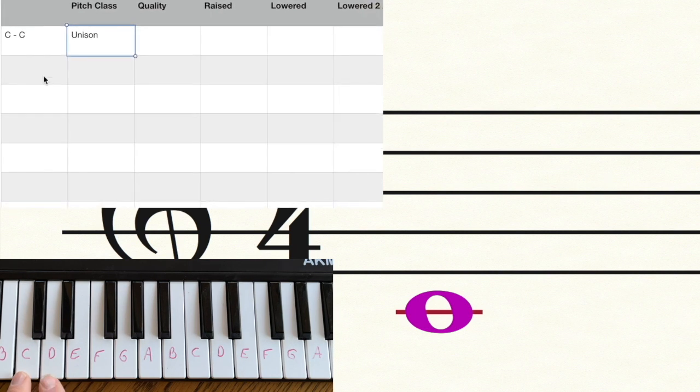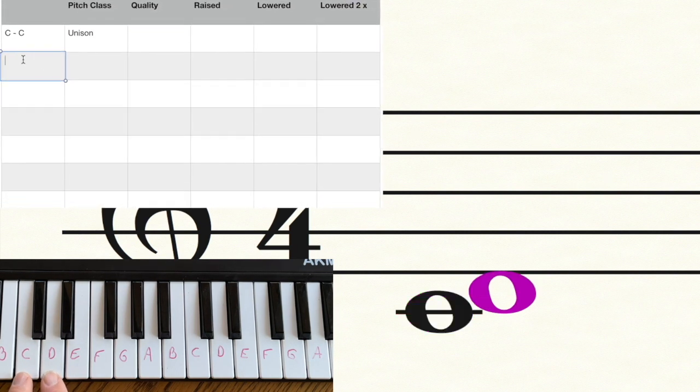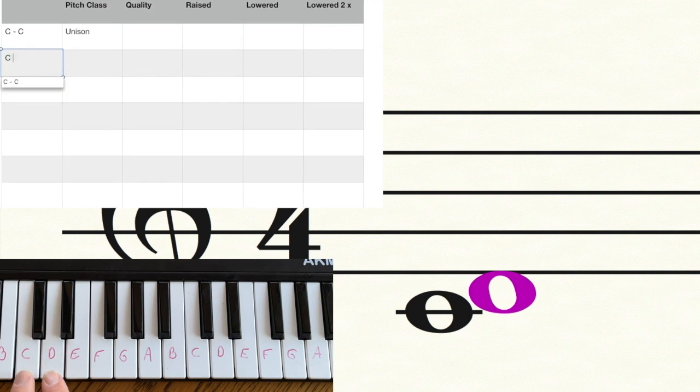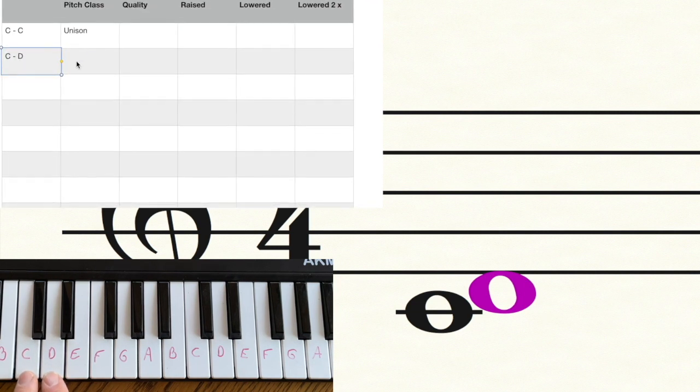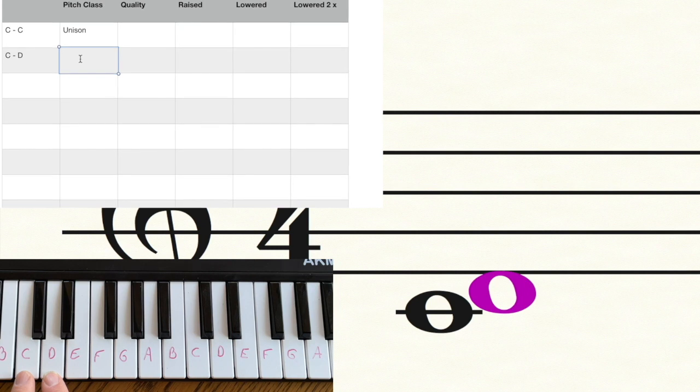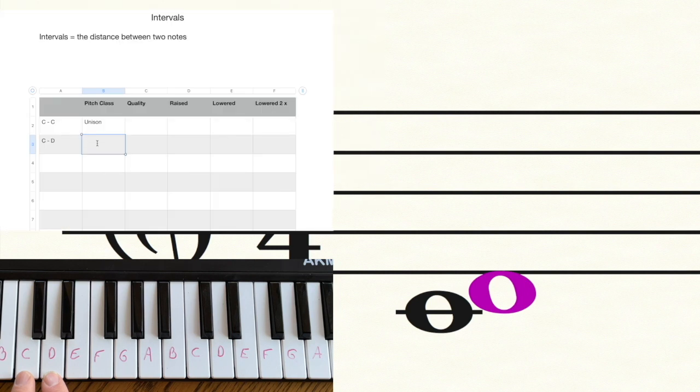Now, if I raise my second note to a D, C, D, 1, 2. So it's just numbering how many letters we've moved. The word for that is pitch class. So we're going to alter our second. Right now, it's called a major second. Now, we can change our second by adding a sharp or a flat to it. It's still going to be a second, but it won't be a major second. It'll be a something else second.